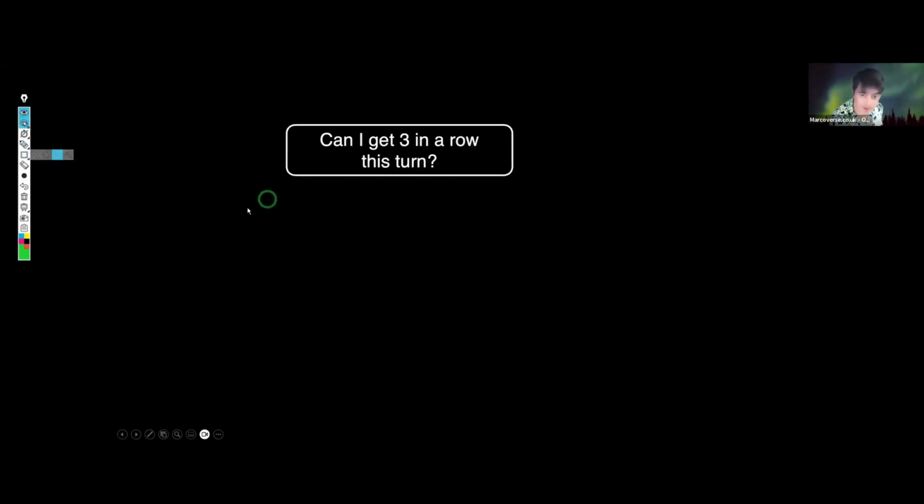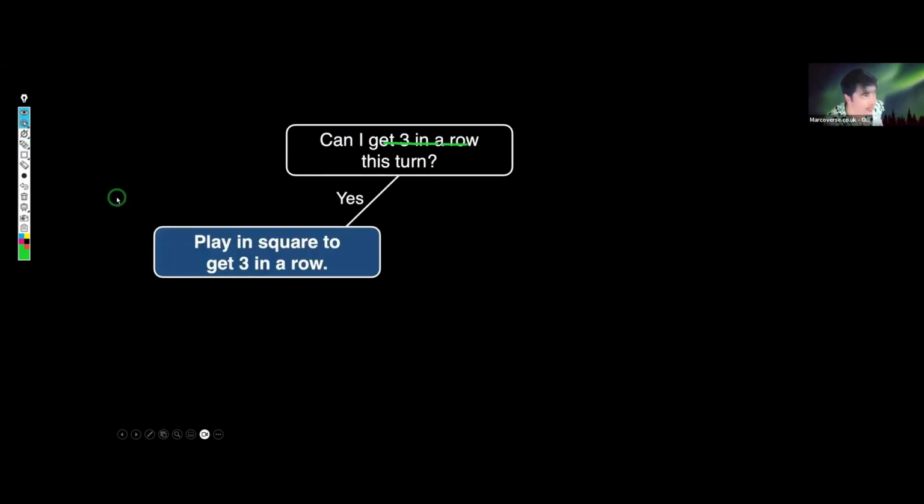So let's borrow inspiration from the same decision tree and do something similar here. You, the player, ask yourself, can I get three in a row this turn? Well, if yes, then you should go ahead and play the X in that position. That's a winner. That's a bingo. Play in that square in order to get three in a row. Straightforward, easy peasy. It could be the bottom right, it could be the bottom left. Whatever it is, you should always make the move that gets you three in a row to win.